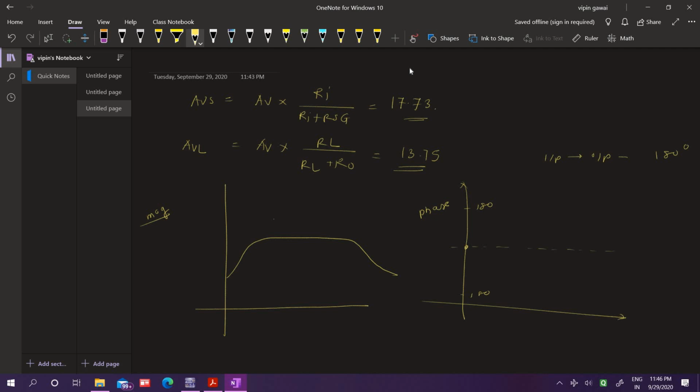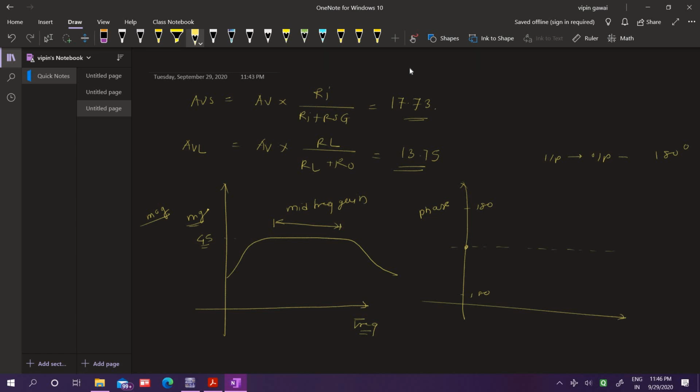This is the mid frequency gain. This is the magnitude and this is the frequency. In the mid frequency the gain is constant. Now we have observed the gain is 44, so we can observe the gain at this point is around 44 to 46 practically. Now this is the output voltage.